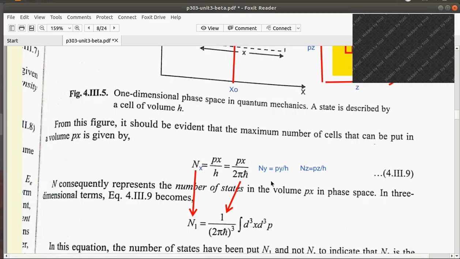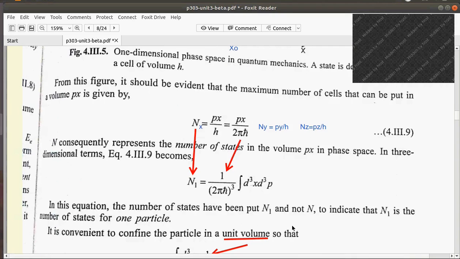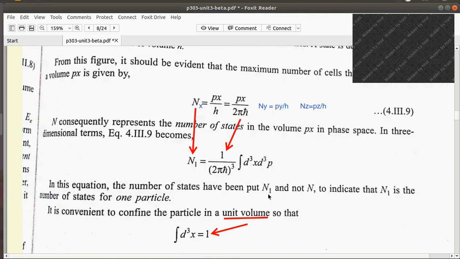And now px into py into pz is the integral of d cube x, and dpx dpy dpz will give you d cube p. So basically in 3 dimensional space, your phase space will have 6 variables: x, y, z, px, py and pz. That is why the integral is over d cube x and d cube p. So this is what we have covered till now.